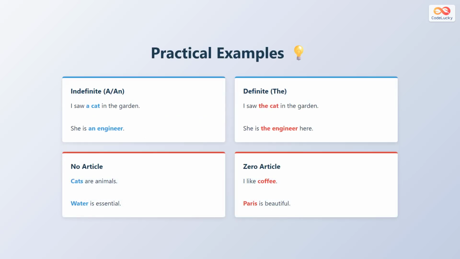Let's look at practical examples to understand better. If I say I saw a cat in the garden, I mean any cat, perhaps one I do not know. But if I say I saw the cat in the garden, I mean a specific cat that is already known. Similarly, she is an engineer means she works in that profession. But she is the engineer here means she is the specific engineer in this place. We can also use no article at all. Cats are animals uses no article because we are talking about cats in general. Water is essential also uses no article for the same reason.